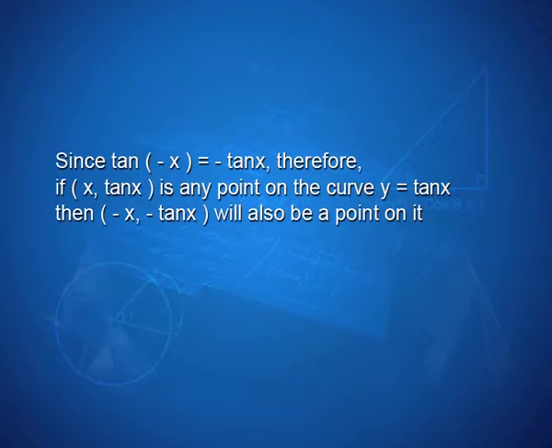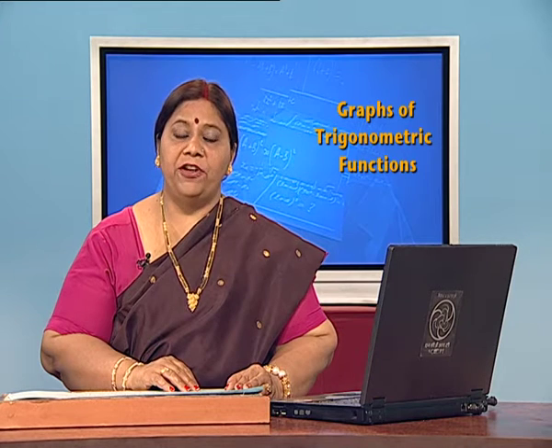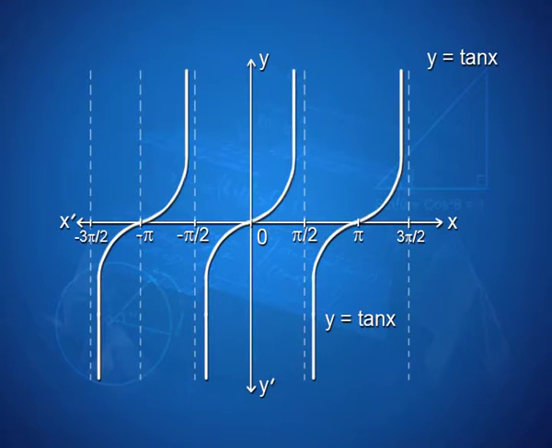Since tan of minus x is equal to minus tan x, therefore, if x, tan x is any point on the curve y is equal to tan x, then minus x, minus tan x will also be a point on it. This means that the graph is symmetric in opposite quadrants. Let us see how the graph of the function y is equal to tan x looks like.